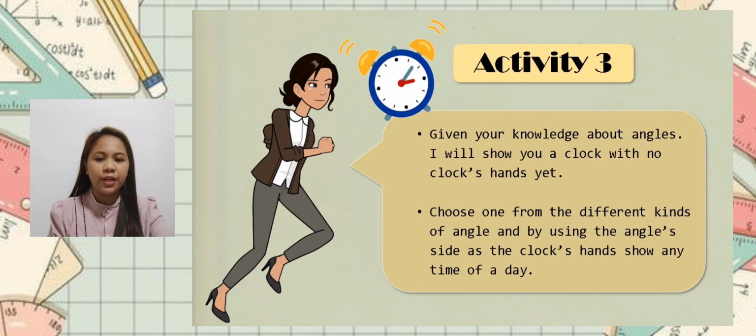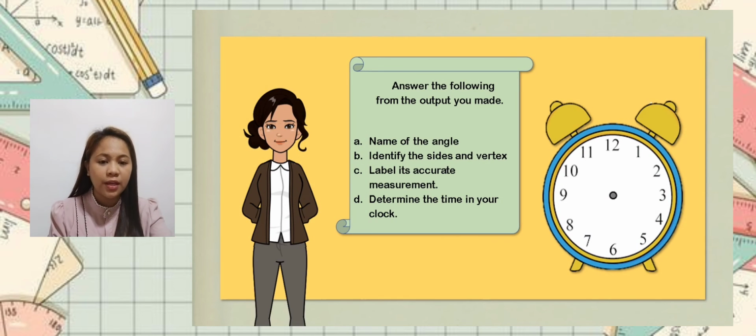So, activity number 3. Given your knowledge about angles, I will show you a clock with no hands. Choose from the different kinds of angle, and by using the angle sides as the clock's hands, show any time of the day. After that, you must answer the following questions from the output that you made: the name of the angle, what are the sides and the vertex, label its accurate measurement, and what is the time on your clock. And also give the kind of angle.